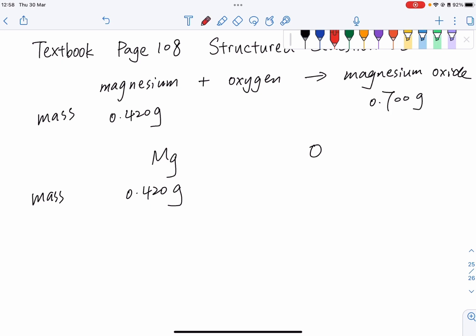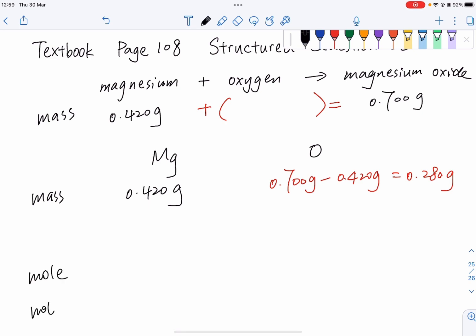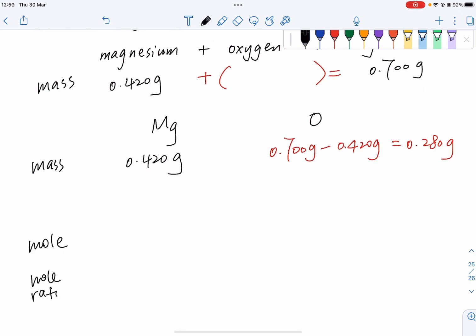Remember, in our chemical equation, the reactants added together equal magnesium oxide, right? So we know that the oxygen here should be equal to 0.700 grams minus 0.420 grams, because in magnesium oxide we have one more element in it. So if we just subtract, this will be our grams for oxygen. So here will be 0.280 grams. Now we have the mass. Can we calculate the mole and the mole ratio? Remember, for the empirical formula, we calculate the final mole ratio, right?